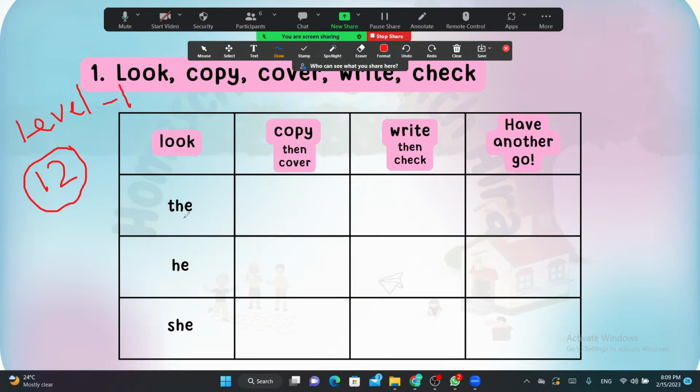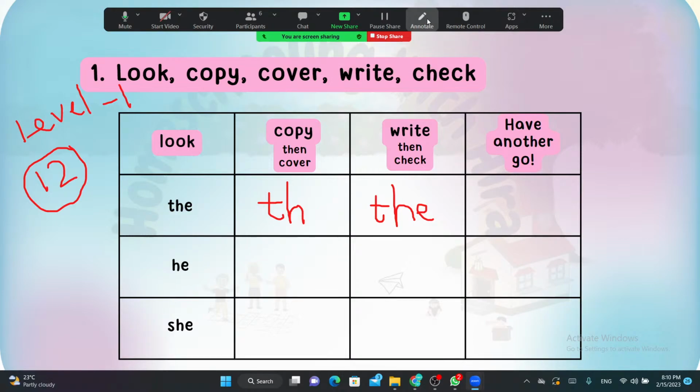Write the word at the beginning. They will look at the word. They will copy the word here and say the. What is the word? It's the. Then they will cover the word with something, okay, with a piece of paper or something. And this as well. They write again with their visual memory, and then they will check, have they written the right thing? They will see the spellings, and then they can have another go.